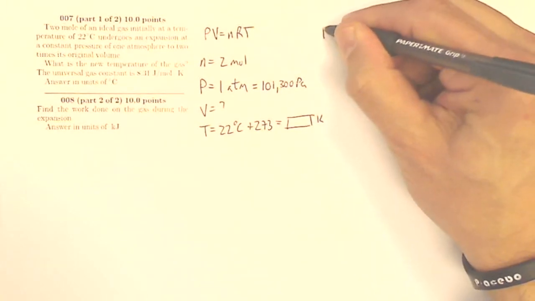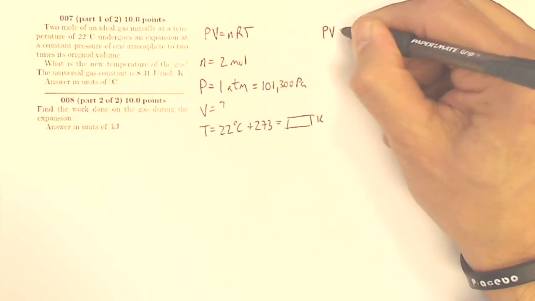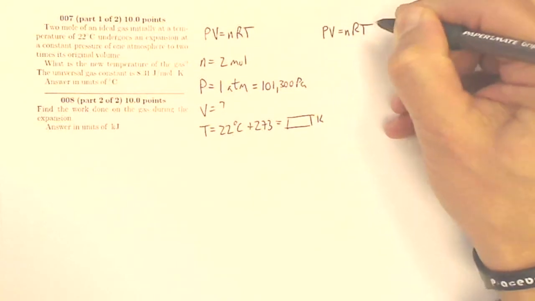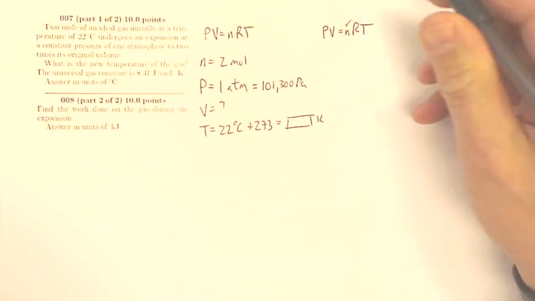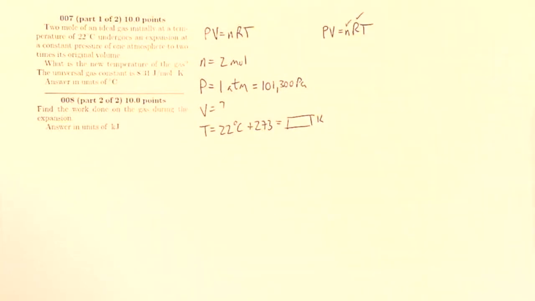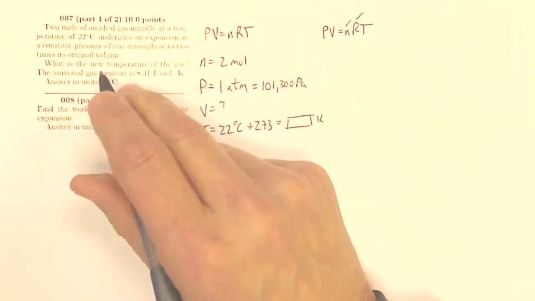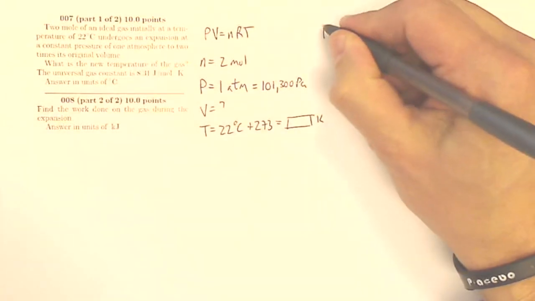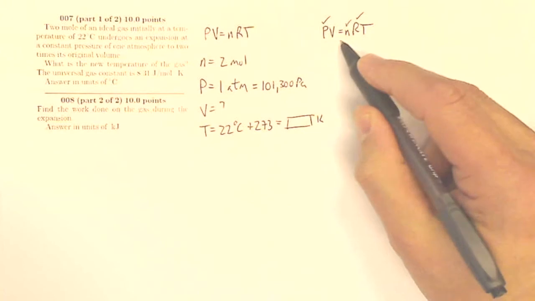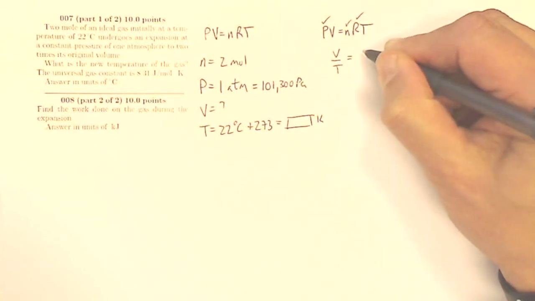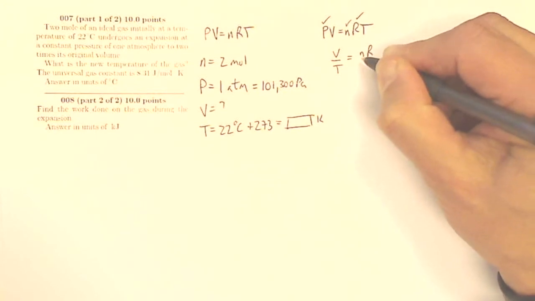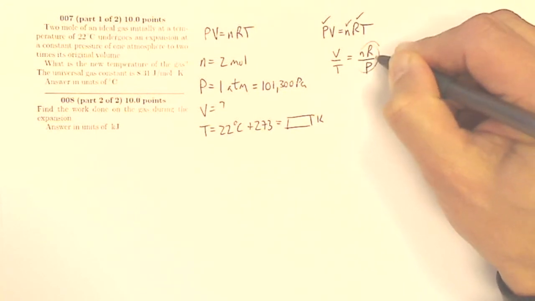The other thing you could do is recognize that PV equals nRT. Well, I know that N is going to be constant. I know that R is going to be a constant, as it always is. And I know that my pressure is going to be held constant at 1 atmosphere. So this tells me that my volume divided by my temperature is going to be nR over P, all of which are constant.